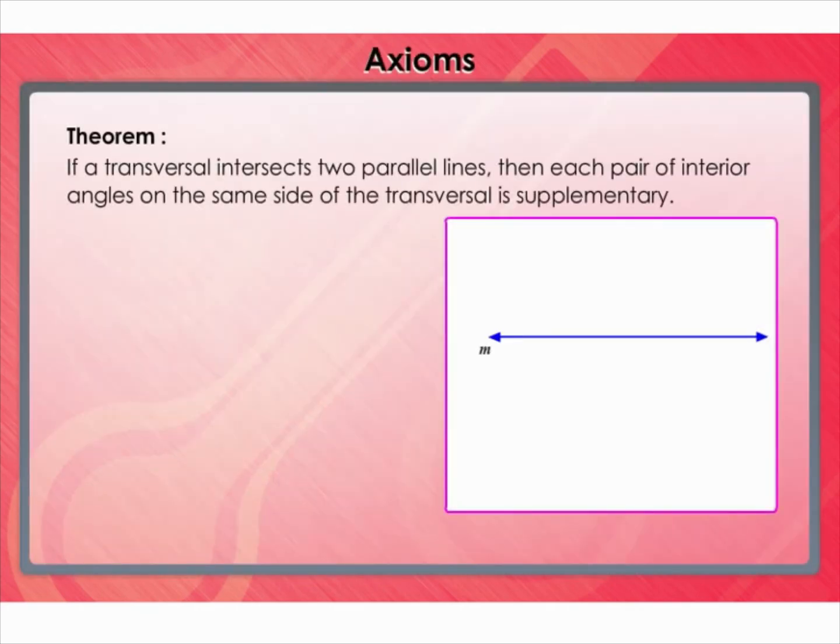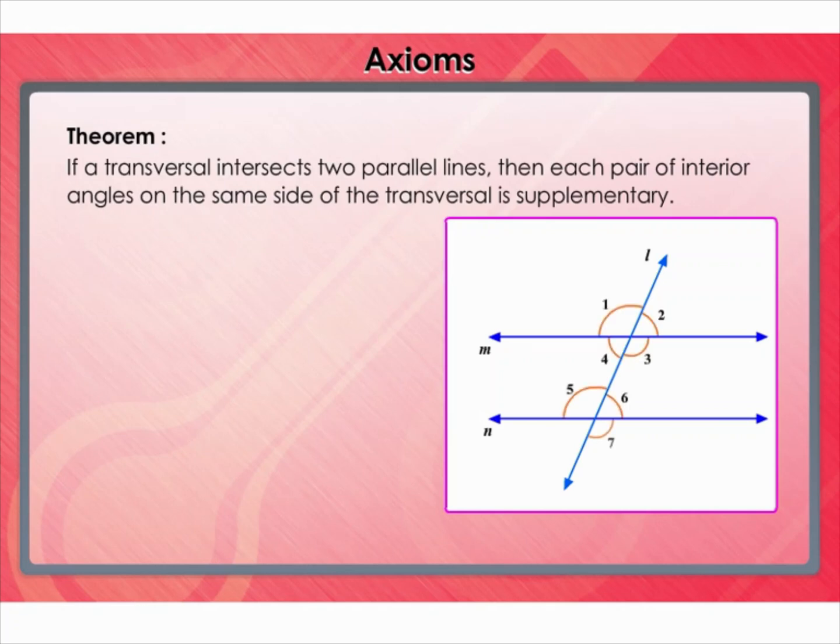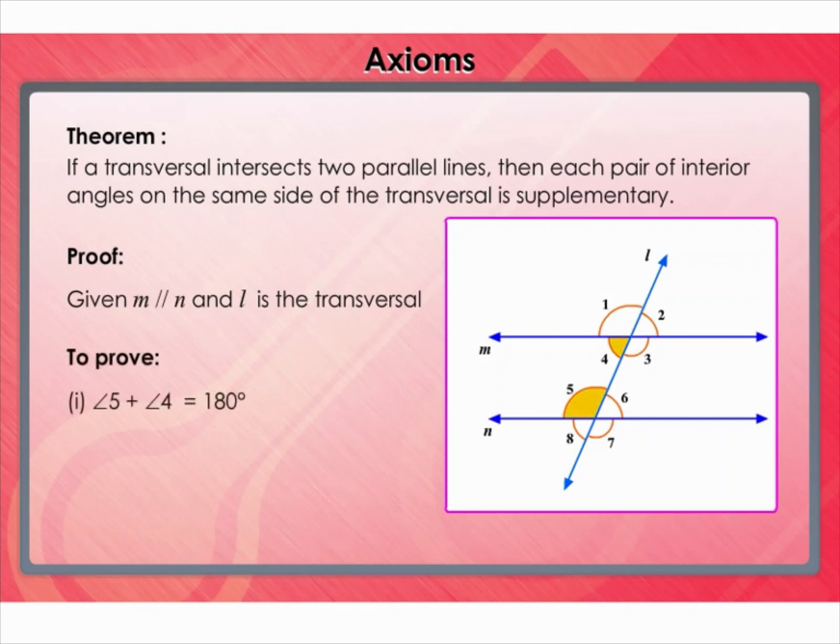Let's prove another theorem here. If a transversal intersects two parallel lines, then each pair of interior angles on the same side of the transversal is supplementary. Let M and N be two parallel lines. Line L is a transversal intersecting these lines at two distinct points. We have to prove that each pair of interior angles on the same side of the transversal is supplementary. That is, the sum of angles 4 and 5 and the sum of angles 3 and 6 is equal to 180 degrees.